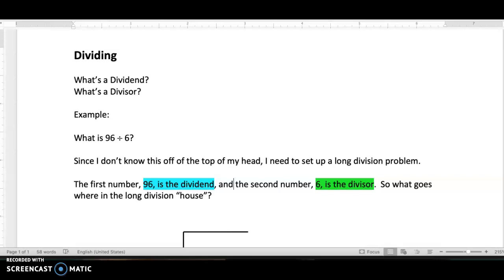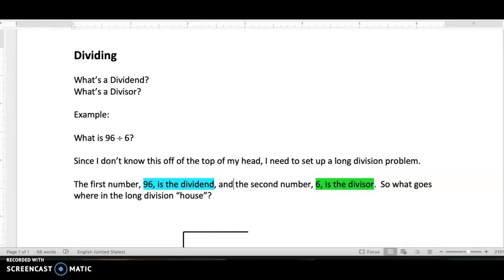So I have a little secret to tell you. For years, I have not known the difference between a dividend and a divisor. I have a little note up underneath one of my bookcases that I look at because I can never remember. And I was like, well, if I'm going to teach this, I should try to come up with some sort of mnemonic device so I can help everybody else.